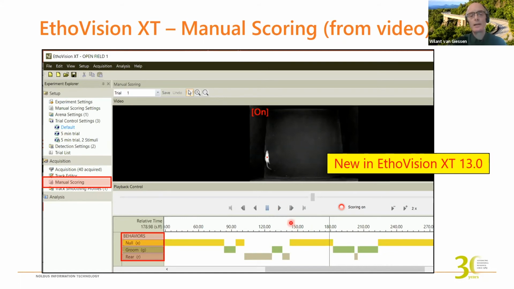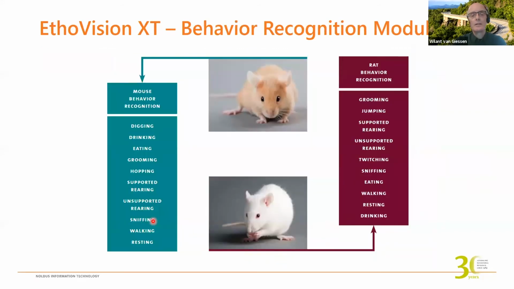So you can score by hand. You can go in slow motion, go back and forth. You can go completely overboard with the coding scheme if you desire to do so. Of course, the whole point is to eventually not need it anymore, if you need to validate some parameters in EthoVision.